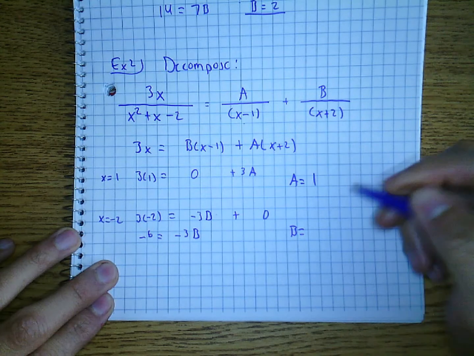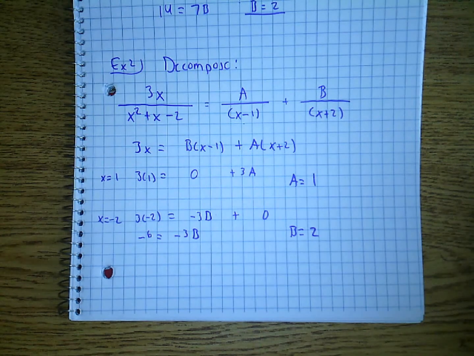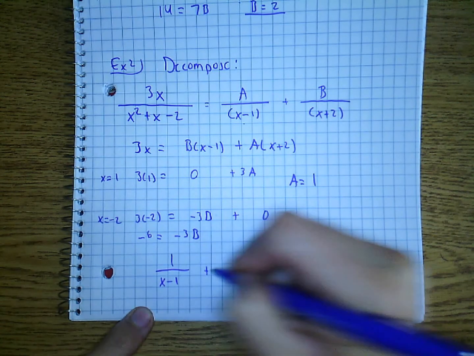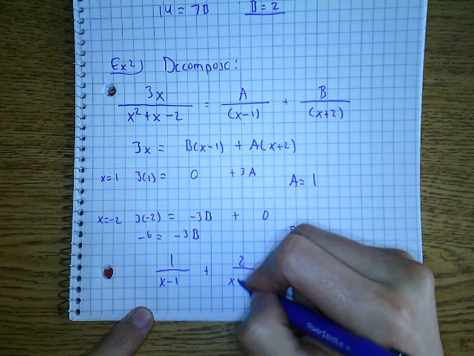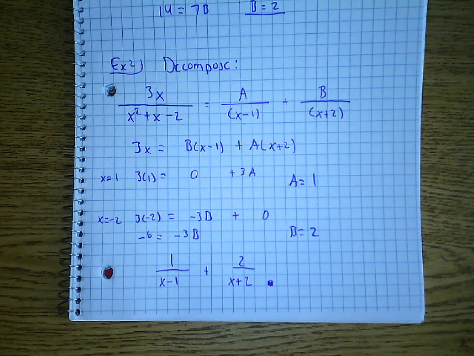We okay with that? So now what's my final answer? 1 over x minus 1 plus 2 over x plus 2. What if you wanted to check your work? What could you do? Combine it. Yeah, you can actually add them. And then you should get this, right?